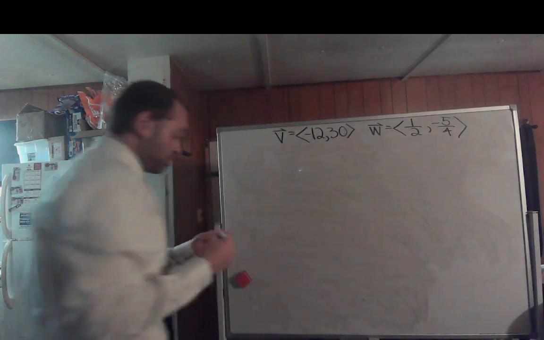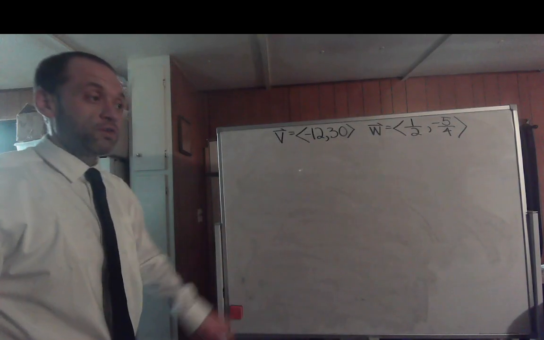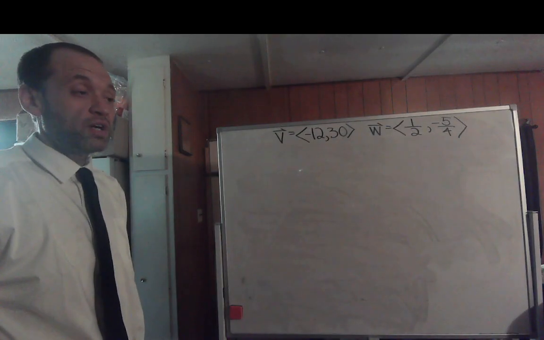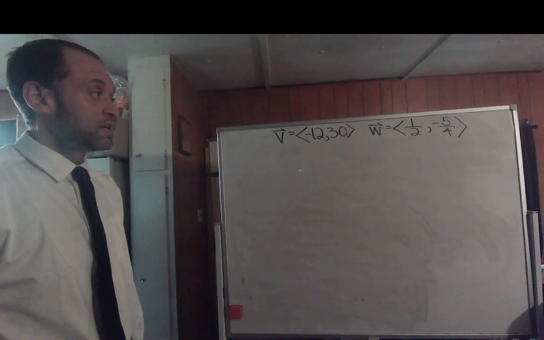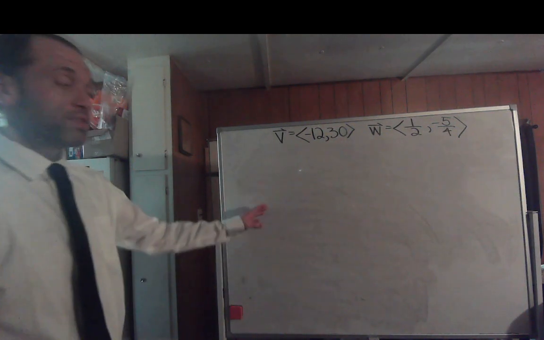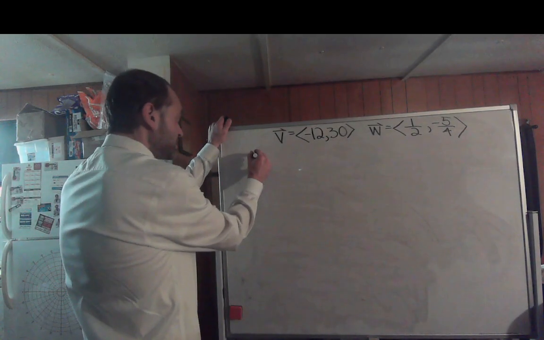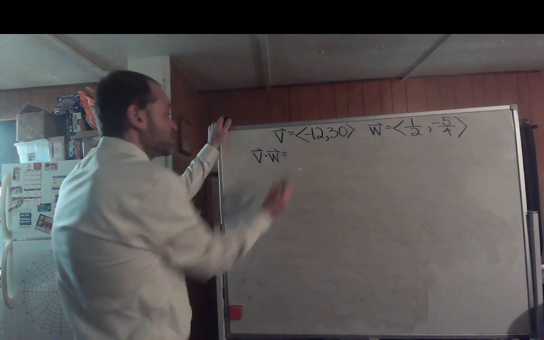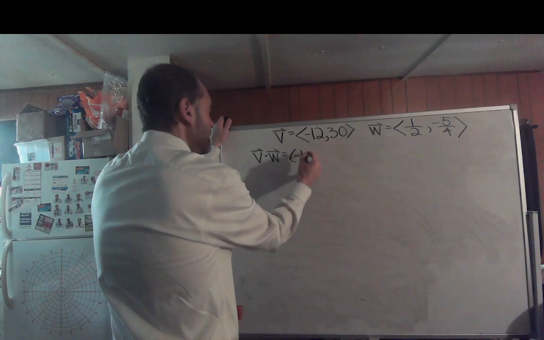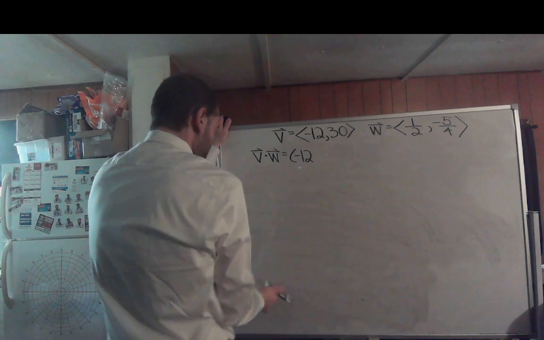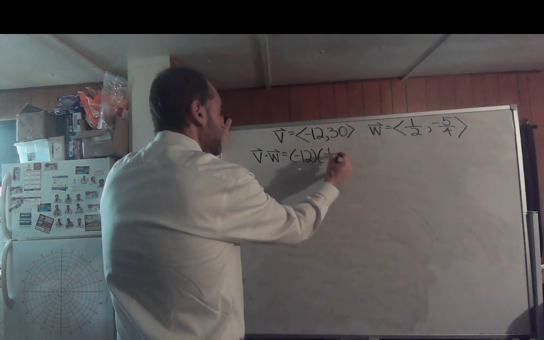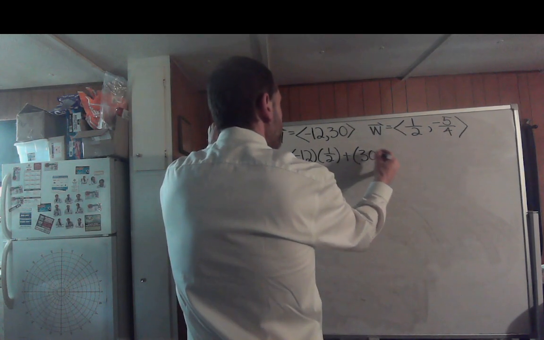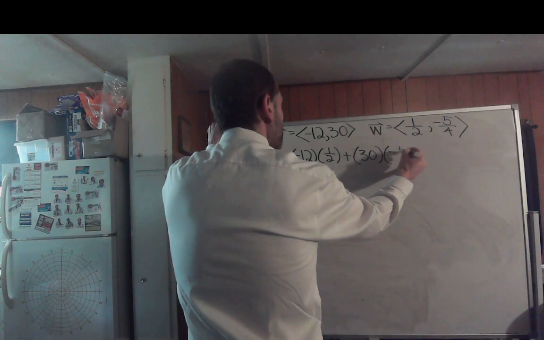Alright, well, it doesn't matter which route you want to go first. Do you want to see if they're parallel, or do you want to see if they're orthogonal? Choice is yours. Personally, I'm going to go for orthogonal first. So that means let's take the dot product of the two vectors. So that's going to equal negative 12 times positive 1/2 plus 30 times negative 5/4.